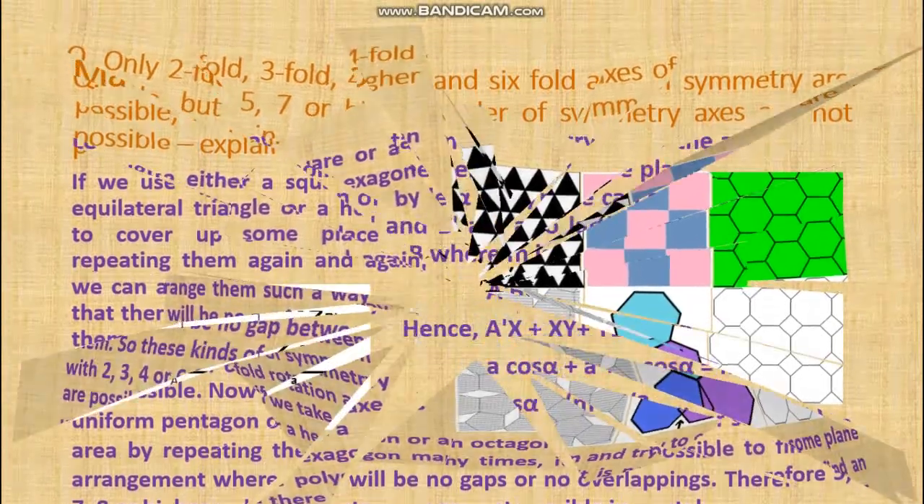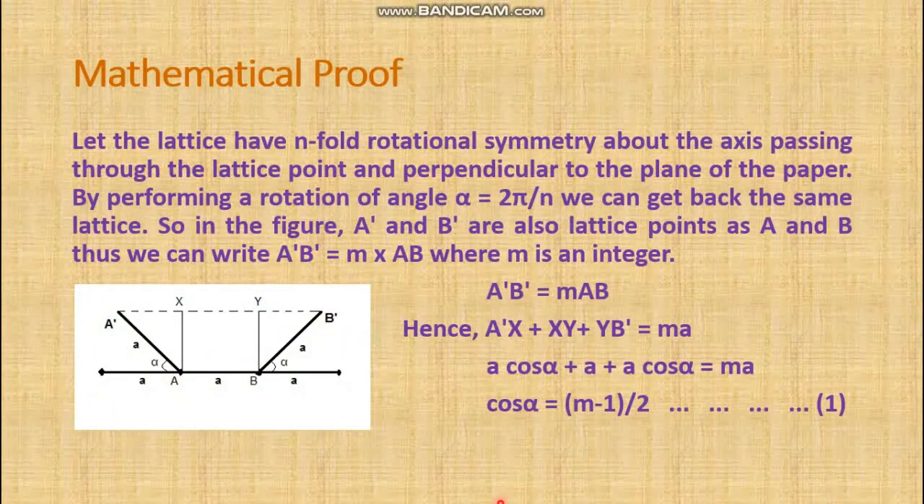There is a more mathematical approach, where you can prove this geometrically. So let the lattice have n-fold rotation symmetry. N-fold means 360 by n. The angle is 360 by n. So this angle is alpha, this is 360 by n. Now this is the symmetry element.